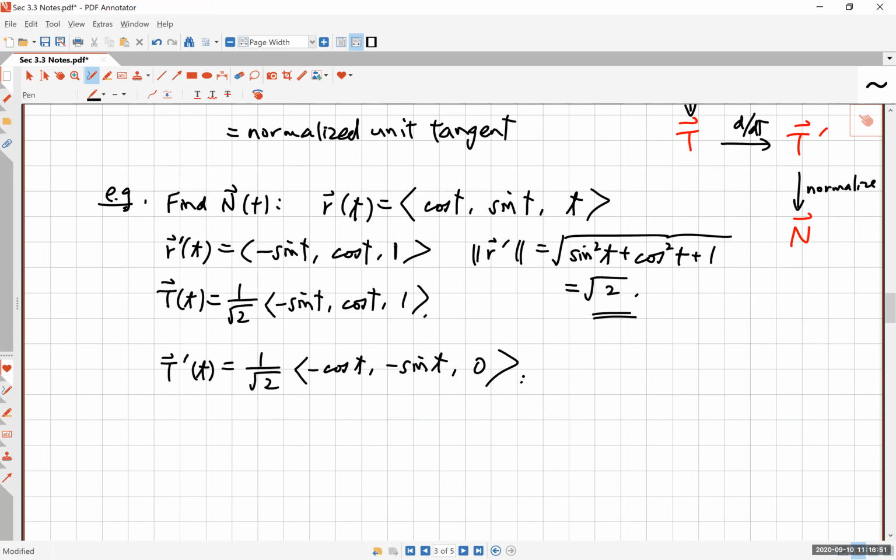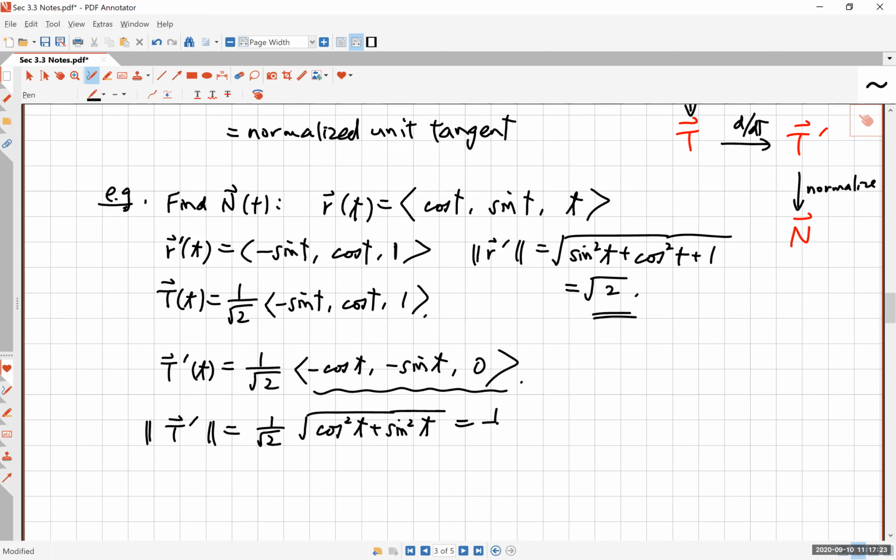Now we normalize this. What is the norm of T prime? Well, it's this constant times the norm of the other part, because the constant multiple can still be taken outside. But you can readily see that the vector part of this is actually just a unit vector because it's just cosine and sine. The signs, plus and minus, are irrelevant.